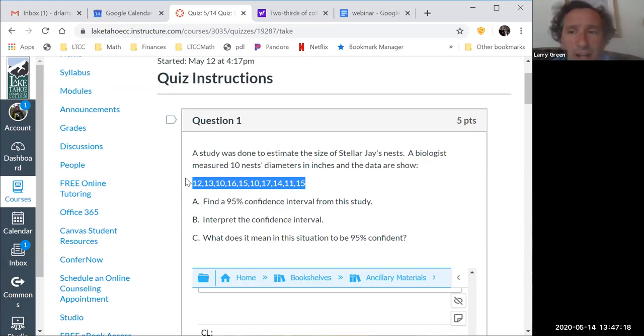And we'll never know, okay? Even biologists would never know. Because to get the population standard deviation, we would have to measure every Stellar Jay's nest that's ever been made. And that's not possible, by the way. There are millions and millions and millions of them. No one's ever going to be able to do that. So you can't get the population standard deviation. It's just not possible, and that's true in just about every single case. Any questions on that?